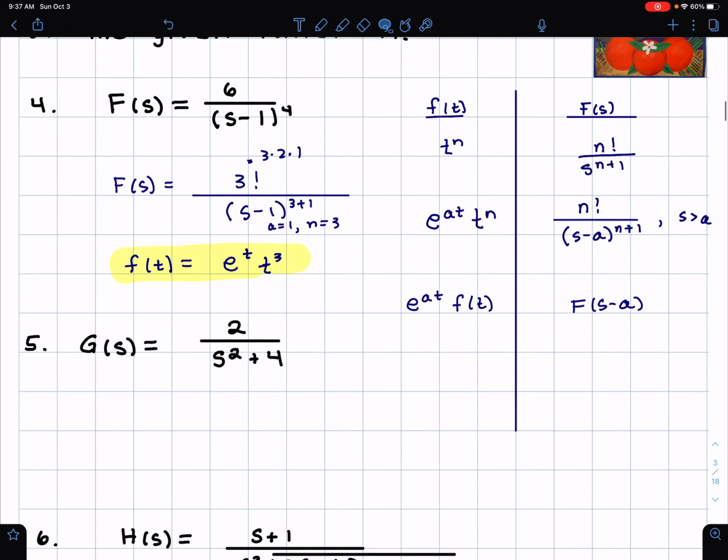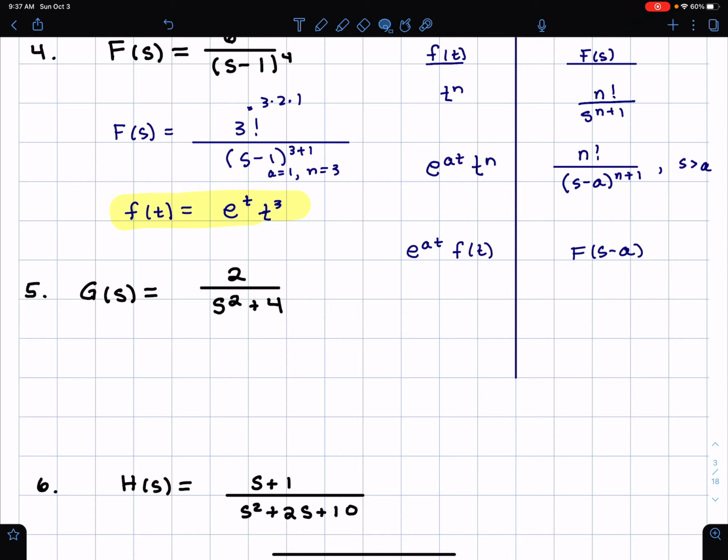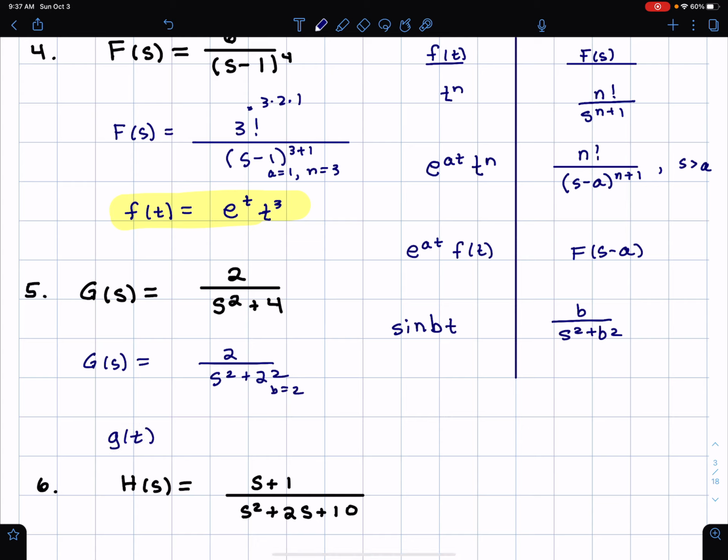Now, moving on to this next one, what I see is that the denominator does not factor. It's an irreducible quadratic, meaning it doesn't factor over the real numbers. It can factor over the complex numbers, but let's not do that. So what I have is G of s equals 2 over s squared plus 2 squared. Another formula that we have is that sine bt has Laplace transform b over s squared plus b squared. In this case, b is equal to 2, so our inverse Laplace transform is sine of 2t.